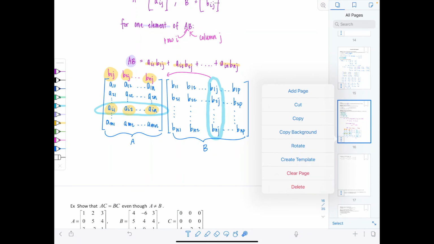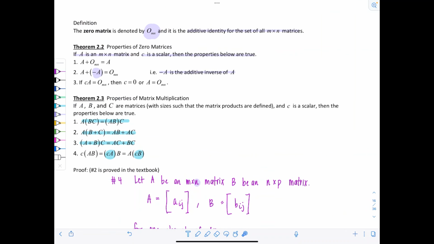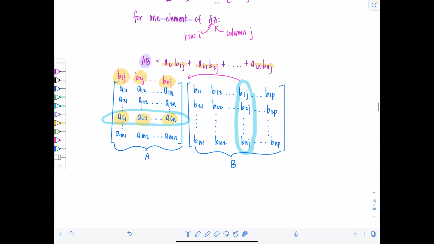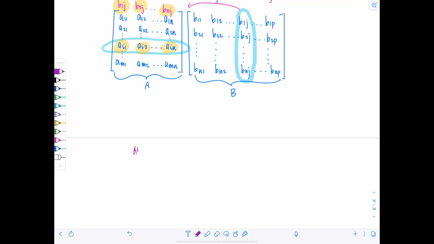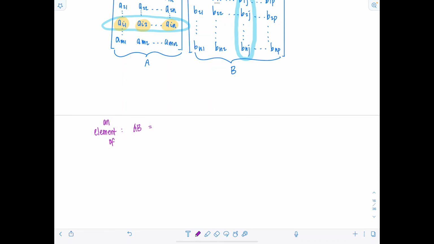Okay, so me adding this, I need another little page here. Okay, so what do we say now? Let me rewrite this AB again. So an element of AB, not the whole thing, looks as follows. Remember, it was AI1, B1J, plus AI2, B2J, plus up to AIN, Bnj. Do you remember what we're trying to prove? You probably forgot, huh?